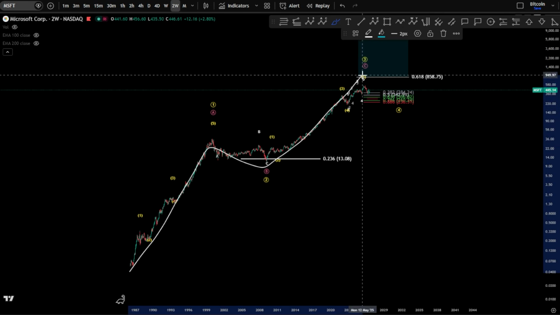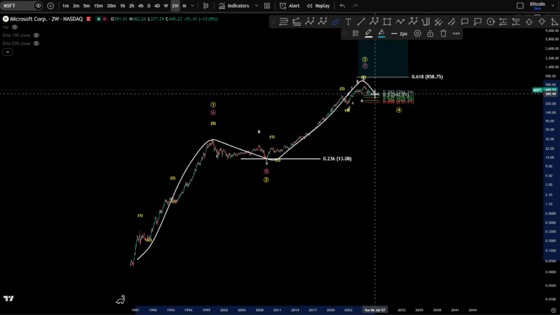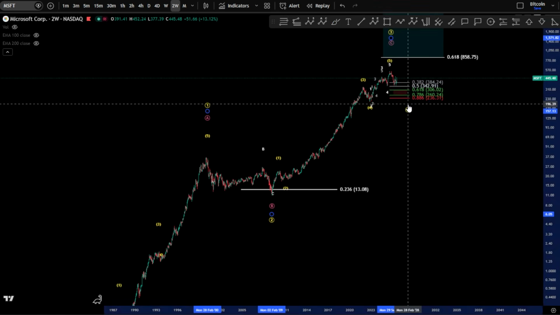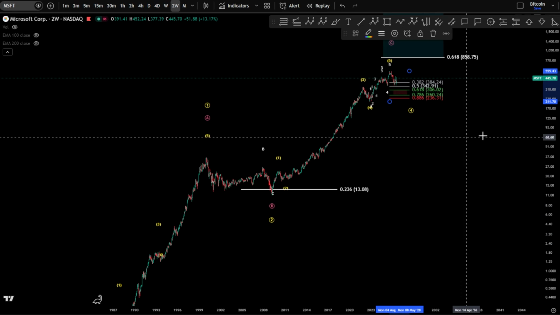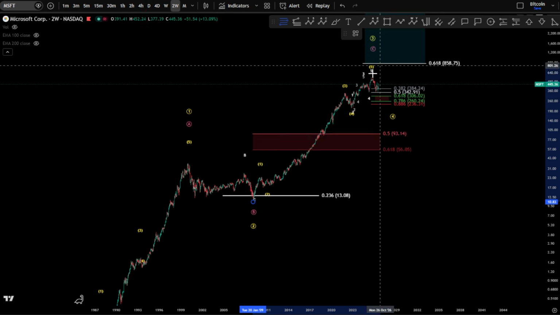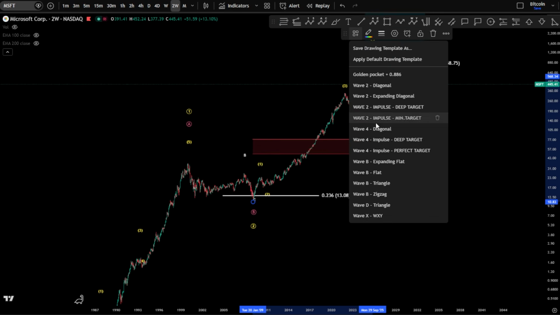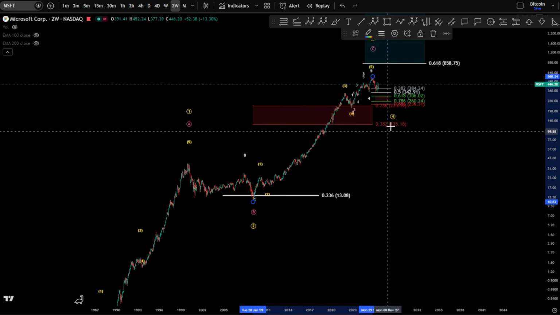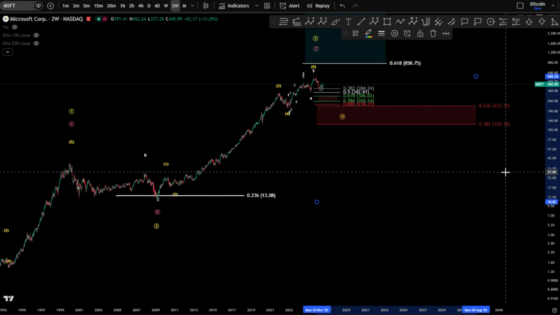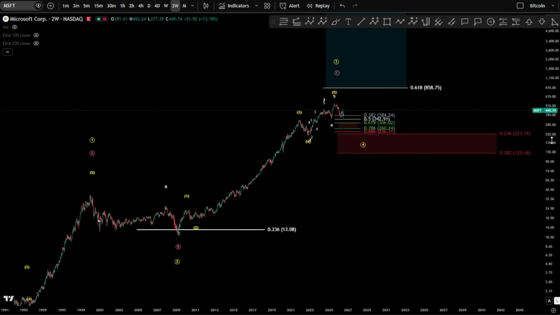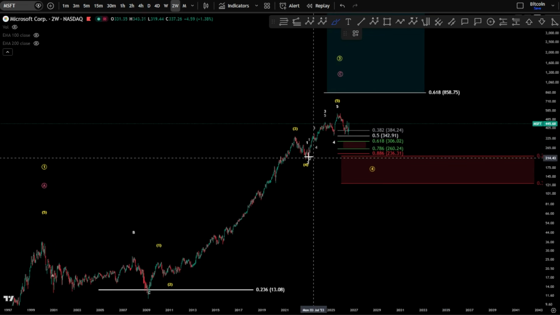So A, B, and a C, or a 1, 2, 3, and then 4 and a 5. That means if you are looking here for a wave 4, the wave 4, I believe, is going to be, of course, even much more deeper than that. So you're talking here about a very deep price. So wave 4 as an impulse, a perfect target. We're talking about around the $223.